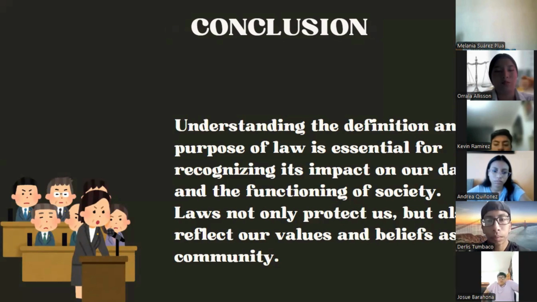In short, law is a system of rules created and enforced by social or governmental institutions to regulate behavior and maintain order. In conclusion, understanding the definition and purpose of law is essential for recognizing its impact on our daily life and the functioning of society. Law not only protects us, but also reflects our values and beliefs as a community. It is crucial to appreciate the importance of law in fostering a just, orderly society.